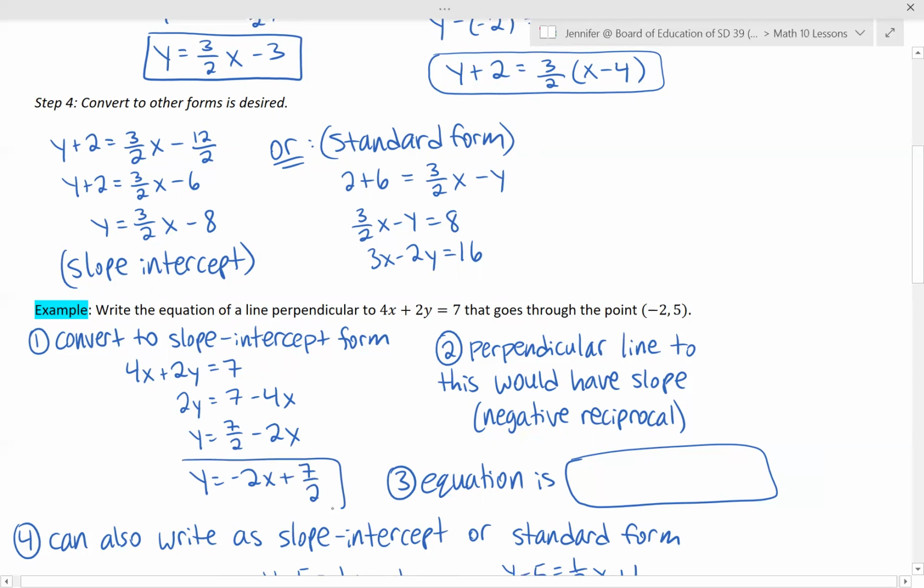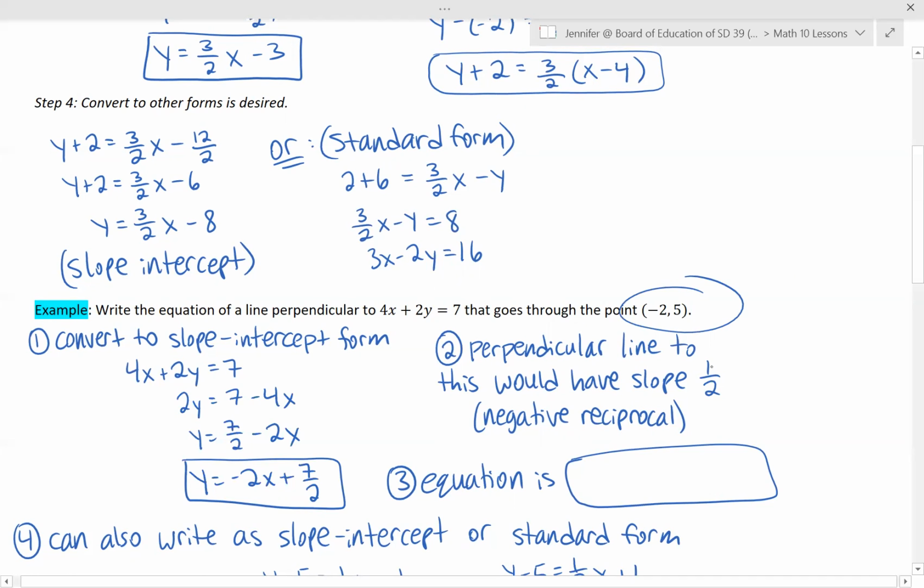Now we have the equation in slope-intercept form. If we want to find the equation of a line that's perpendicular to this line, then it has to have a slope of 1/2, because 1/2 is the negative reciprocal of negative 2. So this new equation that we're writing has to have a negative reciprocal slope to the one that was given to us. And then again, like the last question, we're given a point.